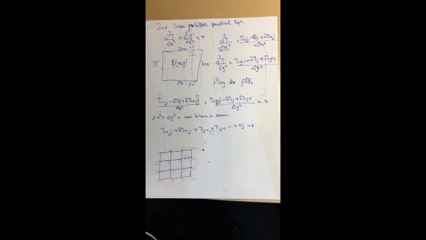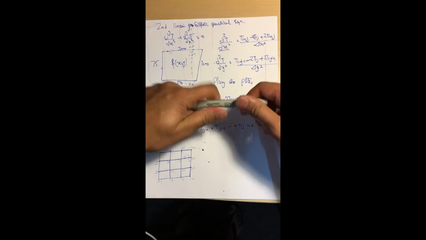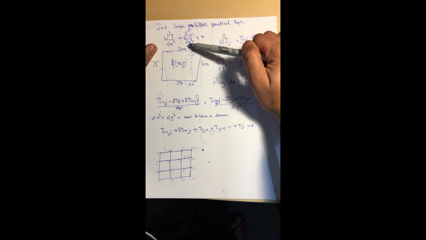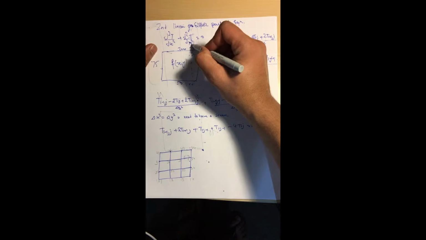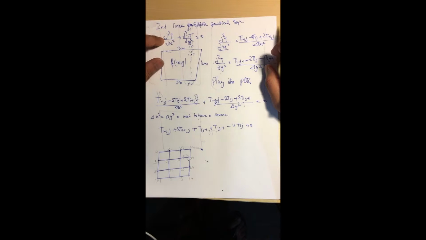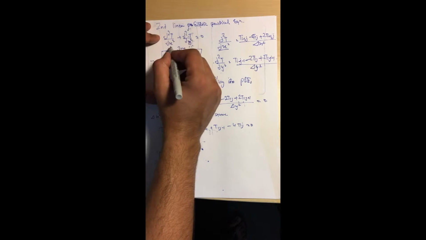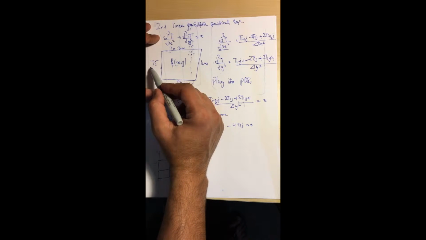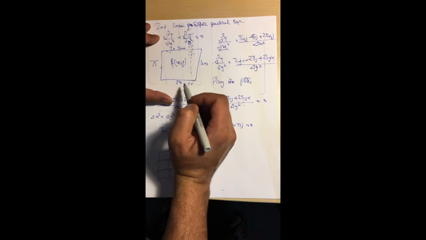Today I'm going to do second order linear elliptic partial differential equations. This is our equation: d²T/dx² plus d²T/dy² equals 0, the change in temperature in the x direction and the change in temperature in the y direction. Let's take an example of a rectangular plate with boundary conditions: T equals 300 on the top side, 100 on the right side, 75 on the left side, and 50 on the bottom side.